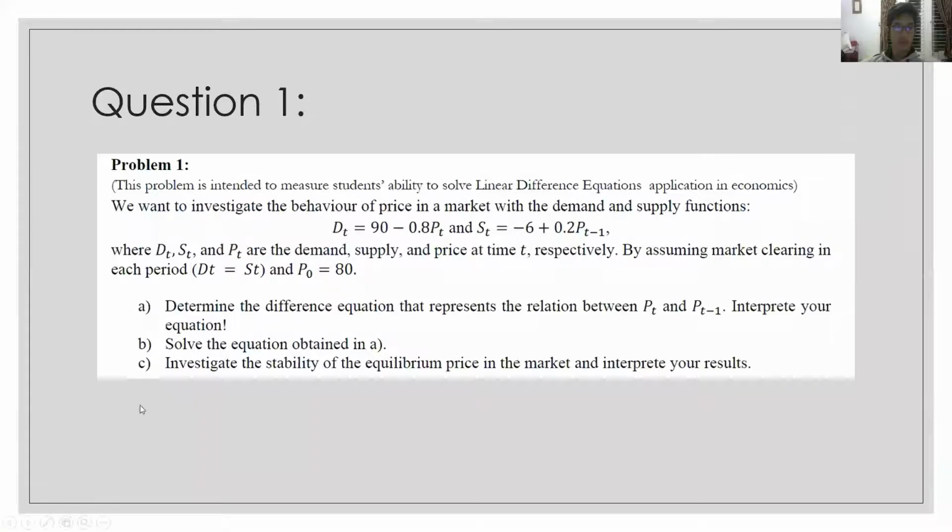Okay, so question 1. We want to investigate the behavior of price in the market with the demand and supply functions of Dt and St, where Dt, St, and Pt are demand, supply, and price at time t, respectively. By assuming market clearing in each period, Dt equals St, and the starting price of P0, we have to determine the difference equation that represents the relationship between Pt and Pt minus 1 and interpret your equation. Then solve the equation obtained in A and then investigate the stability of the equilibrium from the difference equation here.